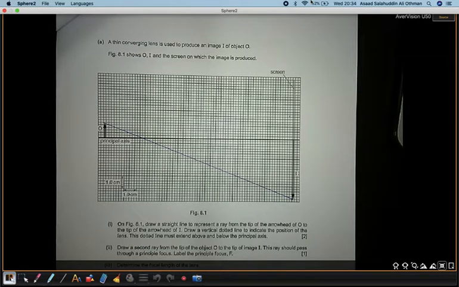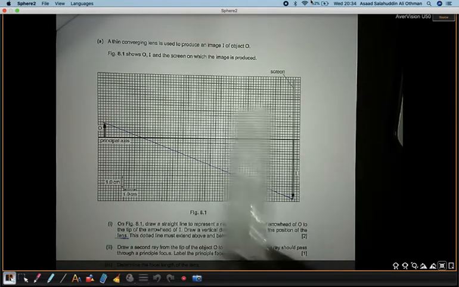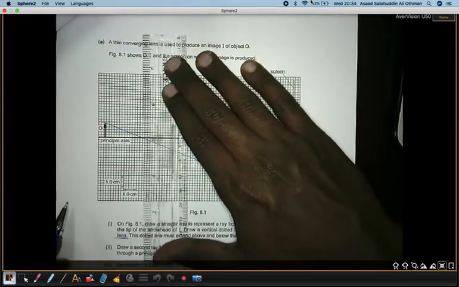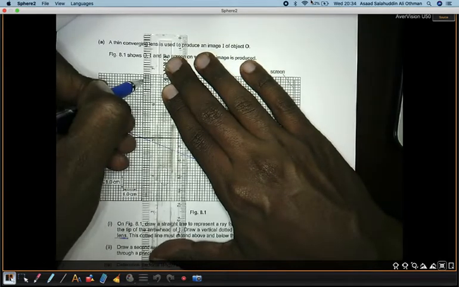Now, this dotted line must extend above and below, so we need to indicate the position of the lens. And remember, the lens would be here in this position. So this is going to be my lens.